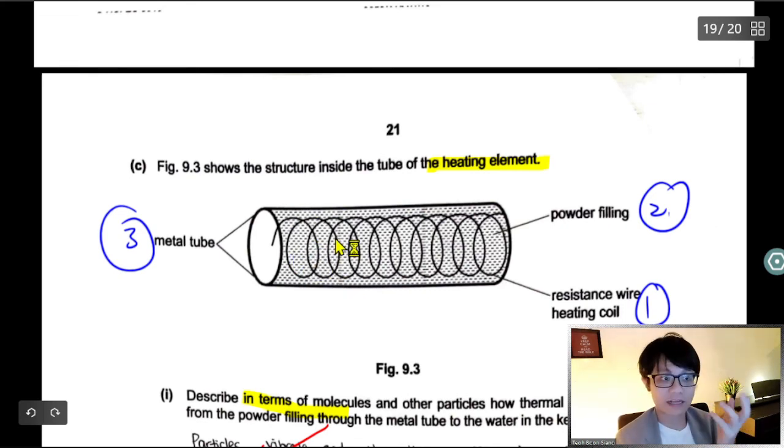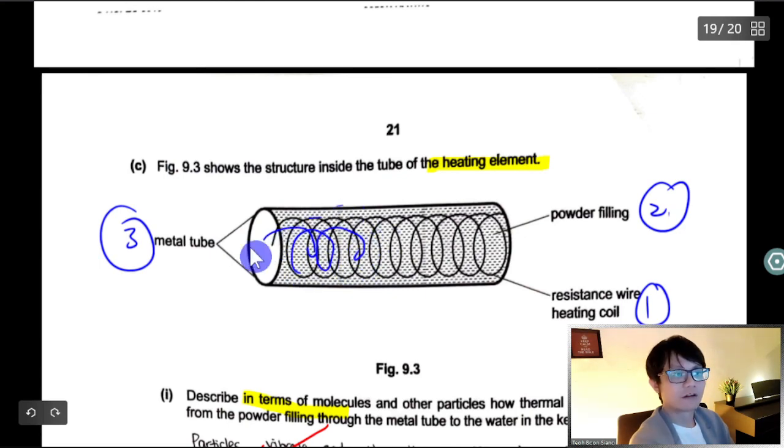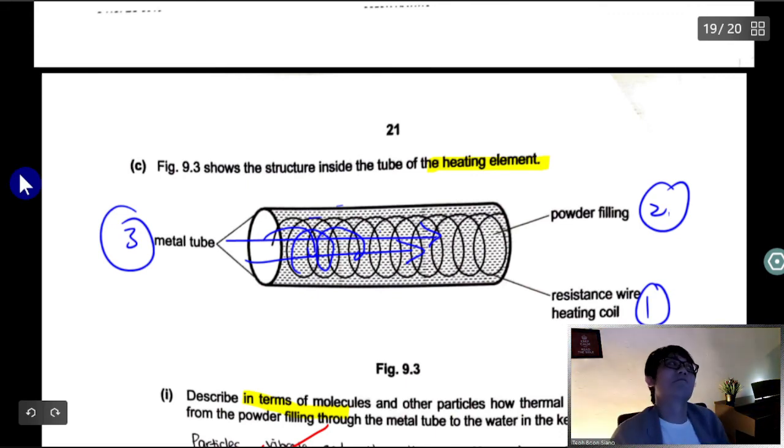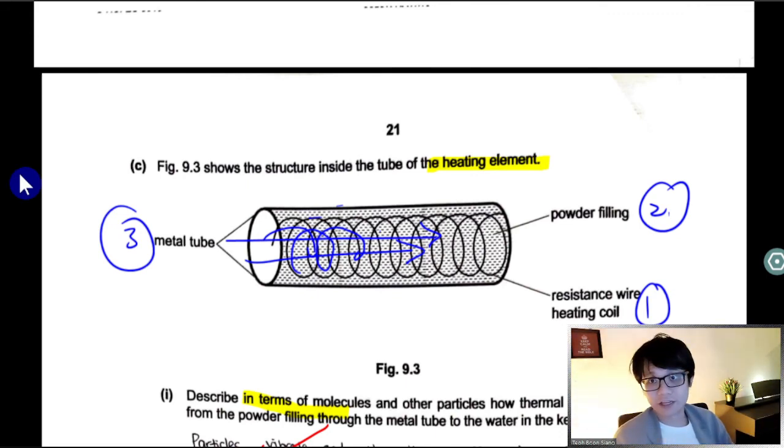You want to put something, maybe you want to put iron powder, I don't know. But can you put iron powder? Cannot, because iron powder conducts electricity. So instead of the electricity traveling like this, like a circle, if you put iron powder, the electricity will travel like this. So it makes no point. You want to use some powder that probably doesn't conduct electricity, and has a very good thermal conductivity.